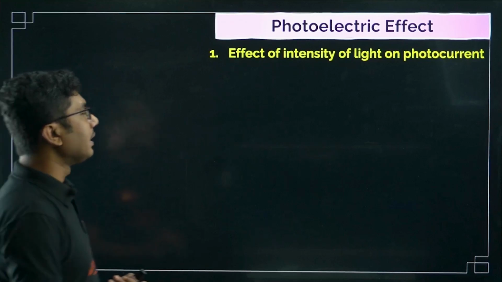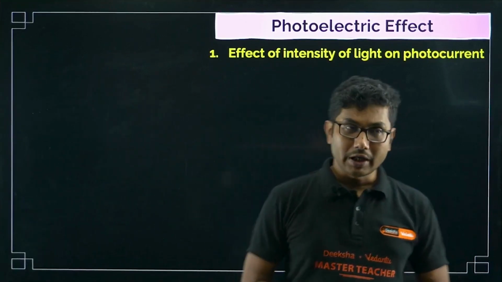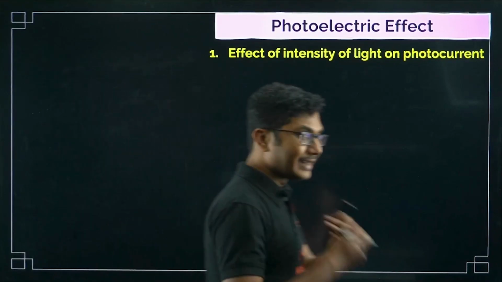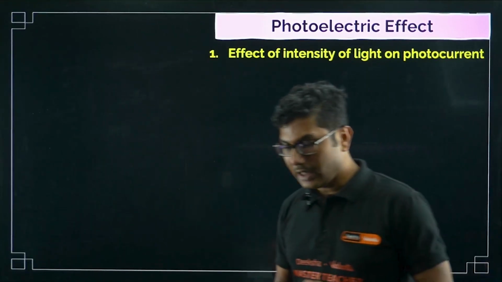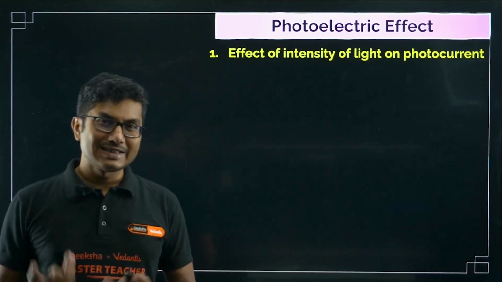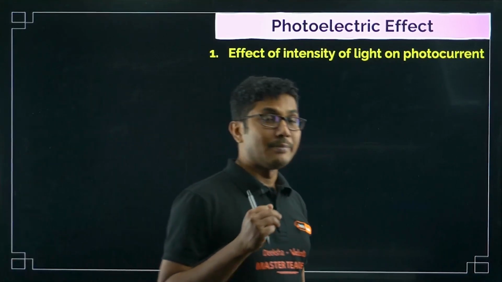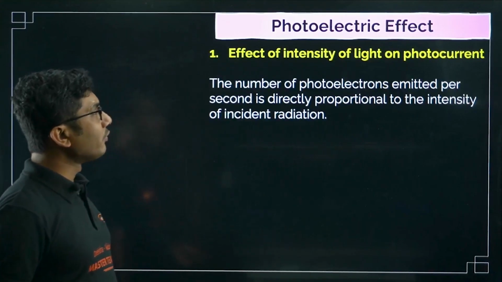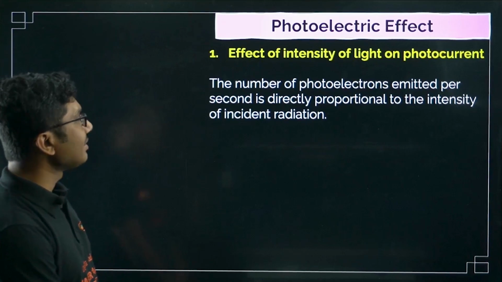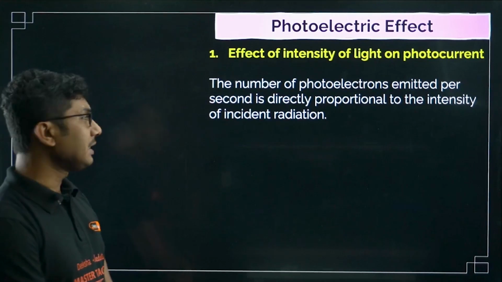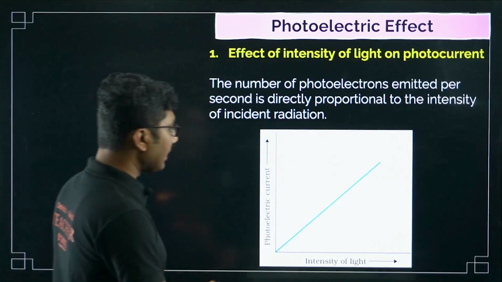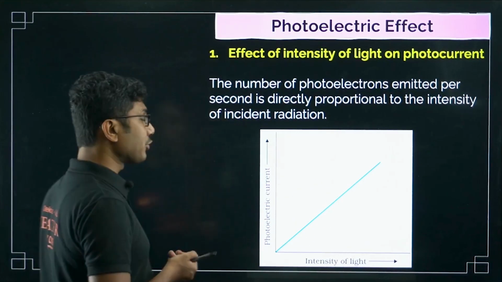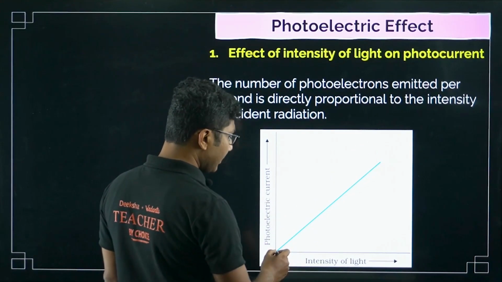Now we will discuss different effects on photoelectric effect. First is the effect of intensity of light on photocurrent. Intensity means how bright the light is or how dim the light is. If it is a very bright light, we will say high intensity. If it is a very small dim light, then we will say it's a dim light. Now the number of photoelectrons emitted per second is directly proportional to the intensity of the incident radiation. So the intensity of light and photoelectric current have a direct proportional relation. Direct proportional relation means it's a straight line and it passes through the origin.